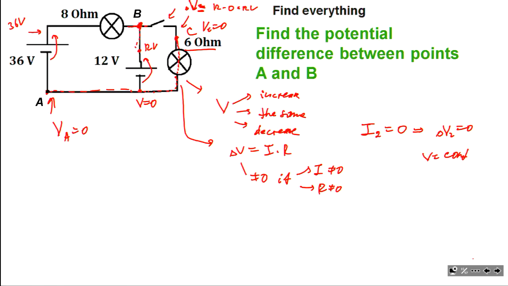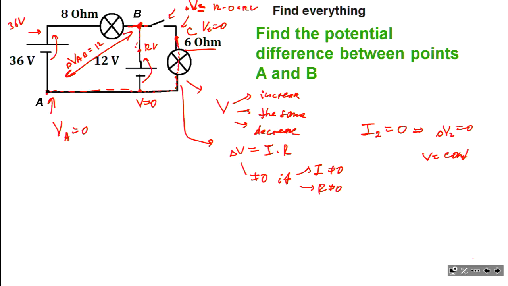We already answered the question about potential difference. So this potential difference between A and B is also 12, 12 minus 0. What else can we calculate if we wanted to?